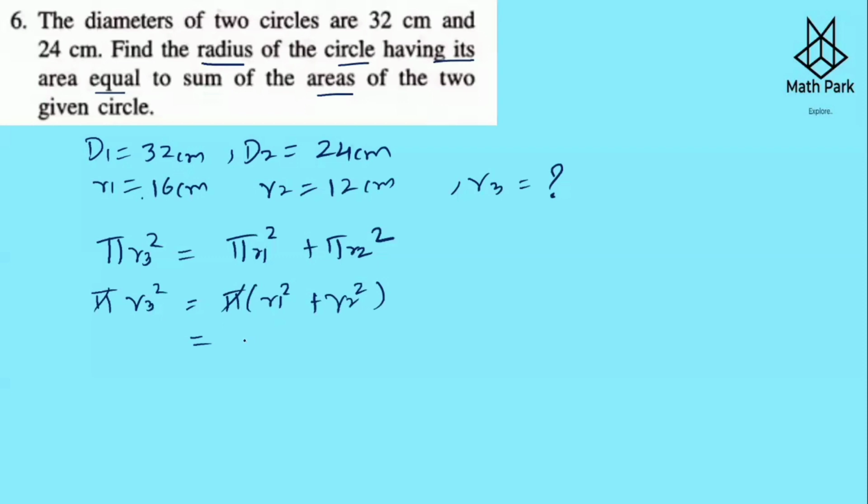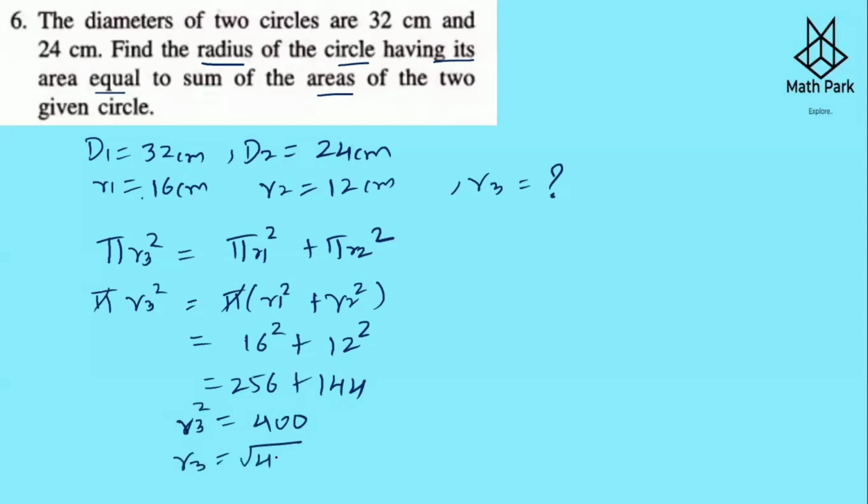R1 is 16, so 16 square plus R2 is 12 square. 16 square is 256 and 12 square is 144, which gives 400. So we have R3 square is equal to 400. R3 is equal to square root of 400, which is 20 centimeter. That is the radius of the third circle. Got it? The radius of the circle is 20 centimeters.